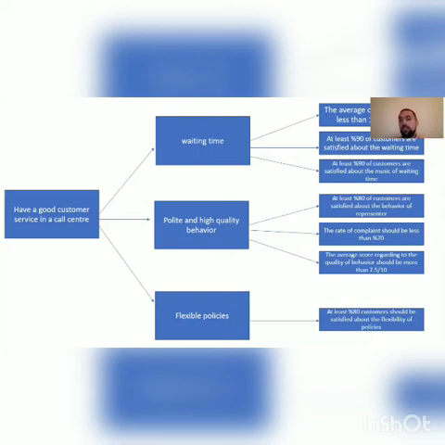The third driver, flexible policies. If 80% of our customers believe that we have flexible policies, it means that we reach our goal in this aspect. So we have one need and three drivers, and we need to perform and achieve some goals so as to prepare that aspect.